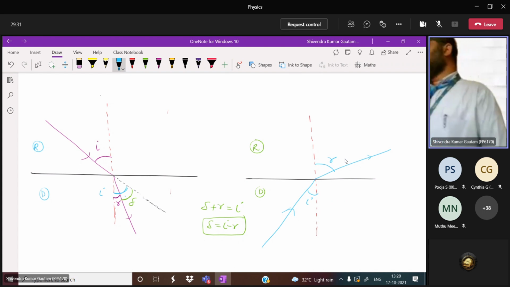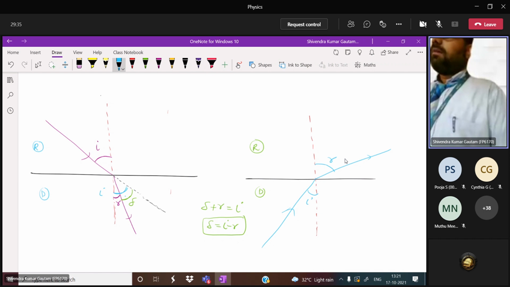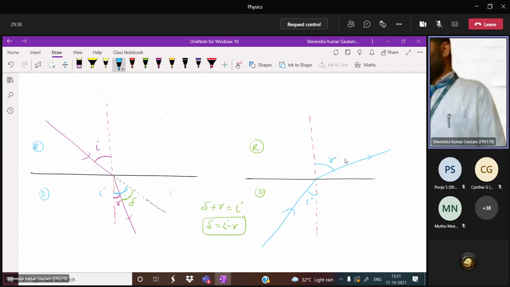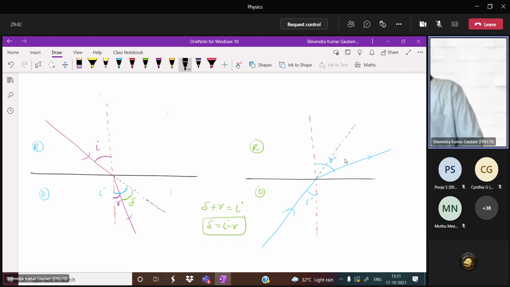Now suppose the rarer medium is not present, only the denser is there. So will the ray follow the original path or not? Yes. Means the ray will go like this or not? Yes or no? Yes.